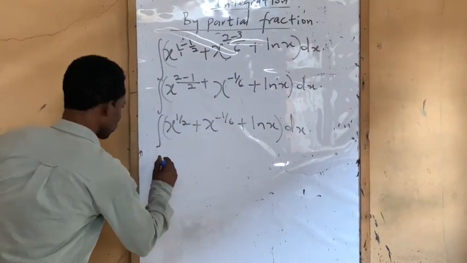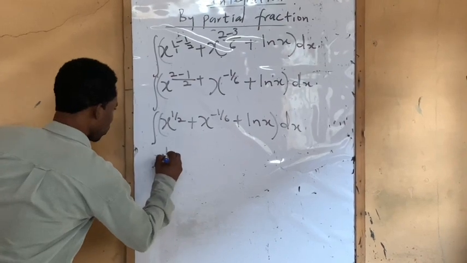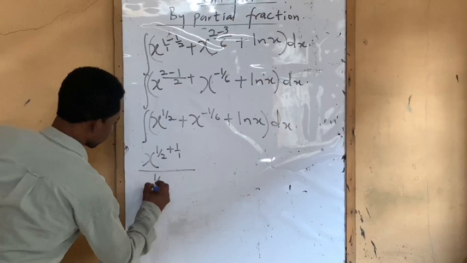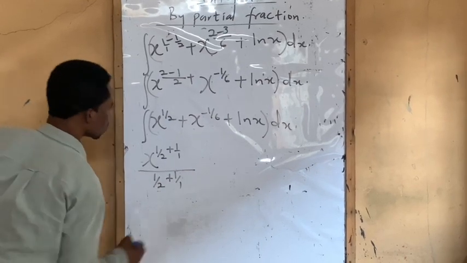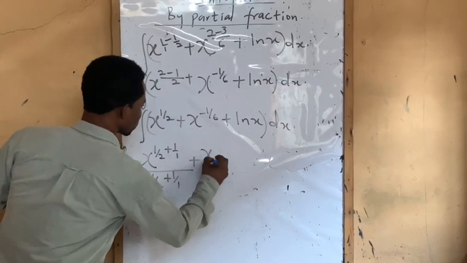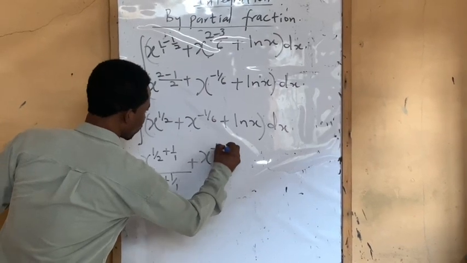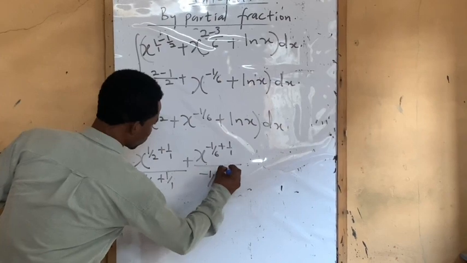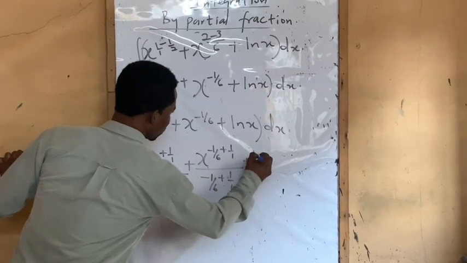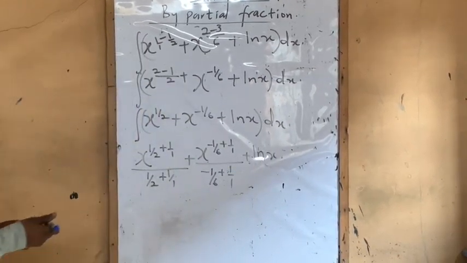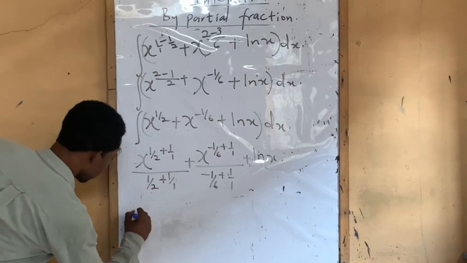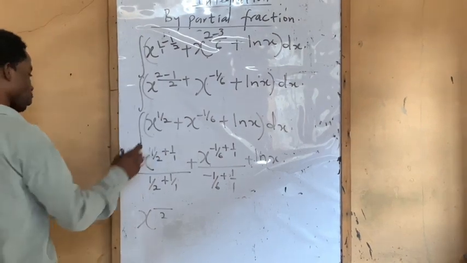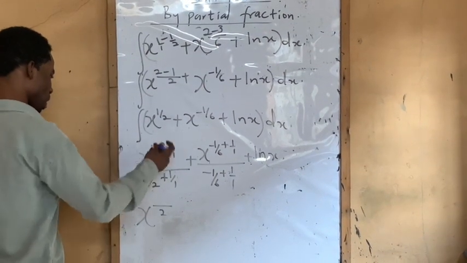According to the law of integration, that is 1 all over 2 plus 1, all over 1 plus x, minus 1 all over 6 plus 1, all over 1, all over minus 1 all over 6 plus 1, all over 1, plus ln x. So that means I find the LCM here, that is 2. 2 into 1, 1 plus 1, that is 1. That is 3 all over 2.